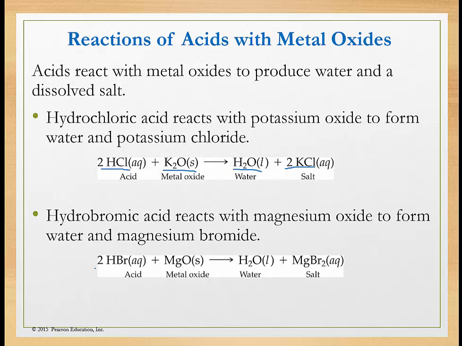I can take hydrobromic acid, react it with magnesium oxide, and again, notice here, my stoichiometry, I have to have two of the acids to react with one of the oxides here. So the two H's combining with the one oxygen to form H2O, and then the ions that are left, magnesium and bromine, combine to form that metal salt. Same thing up here. So two hydrogens with the one oxygen, we get an H2O, and then potassium with the chlorine, and we get our salt that we've already looked at.